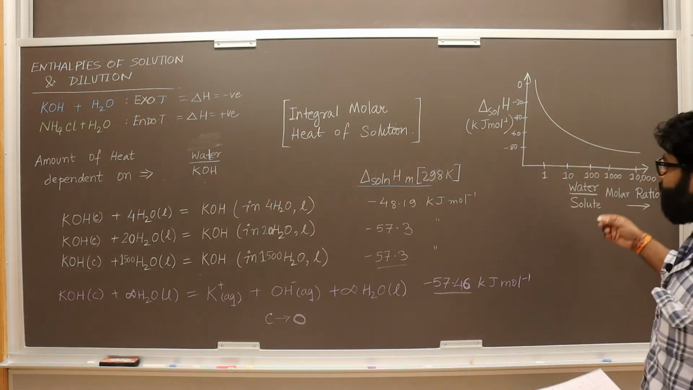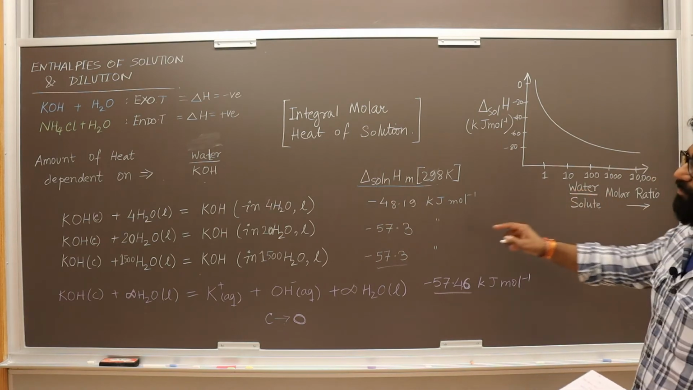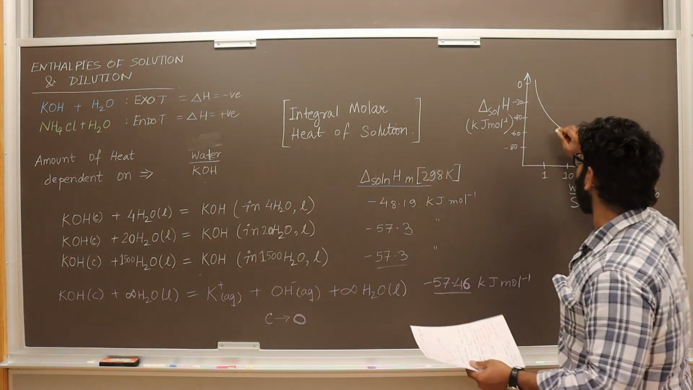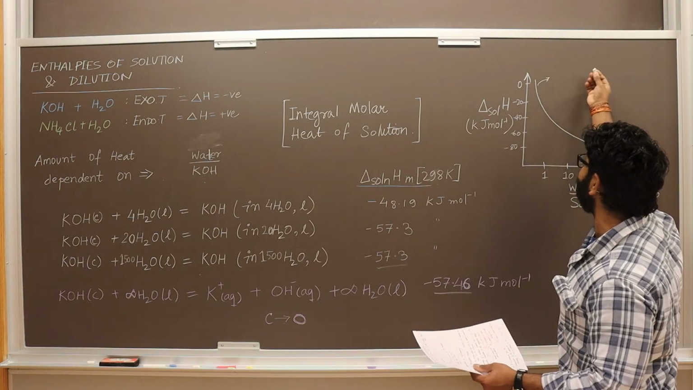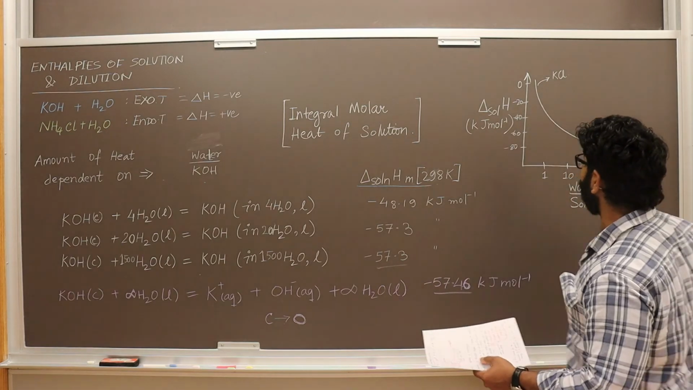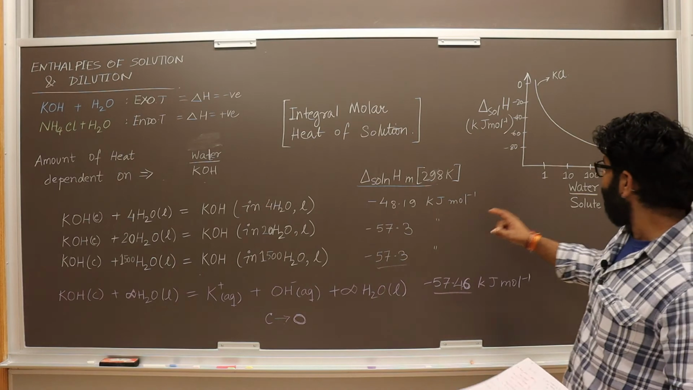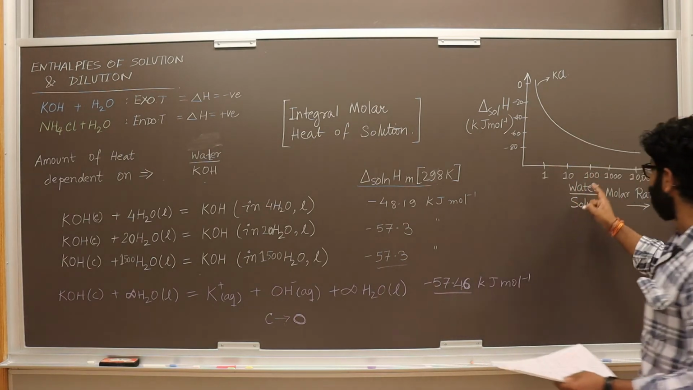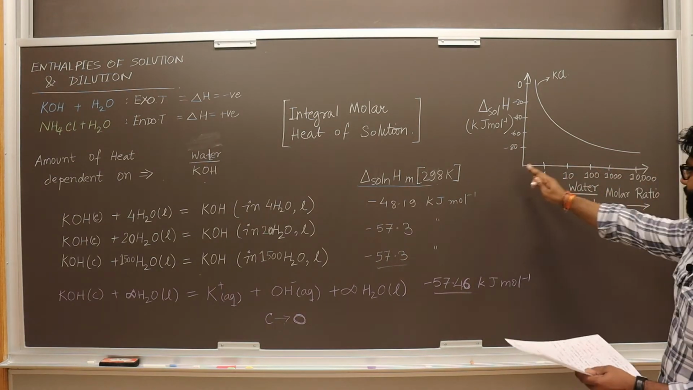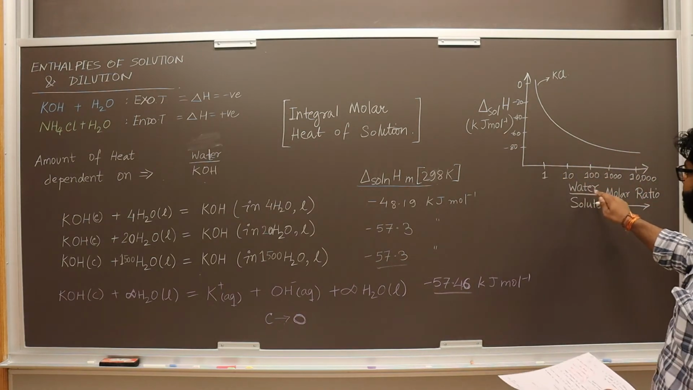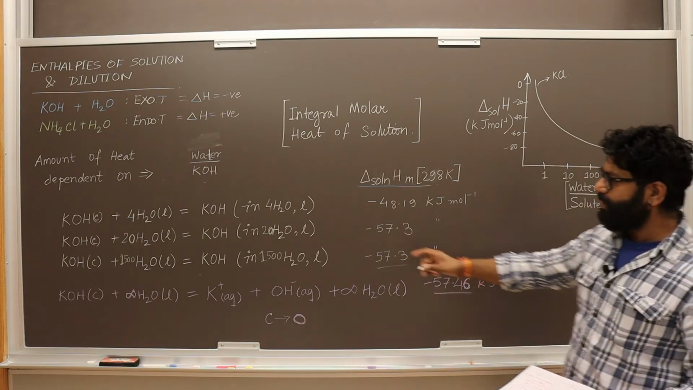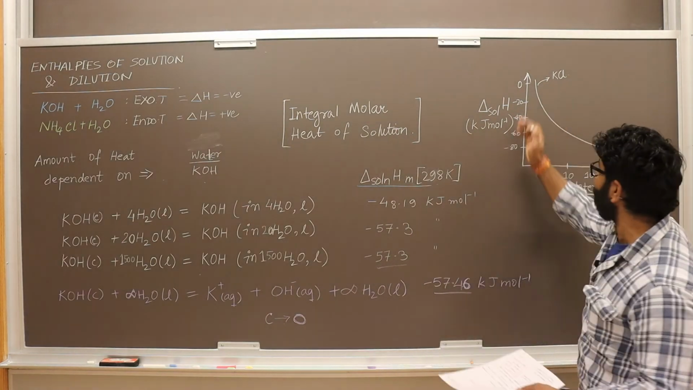Now, pictorially, we can represent this something like this, okay? So let's assume that you are dissolving KOH at 4. This can be any solute. So let's assume that this was KCl, okay? This is a logarithmic scale, so this is the water to solute ratio. When you're moving from left to right on the x-axis, the amount of water is increasing, okay? The amount of water is increasing. So this reaction will be somewhere on the left-hand side, okay?